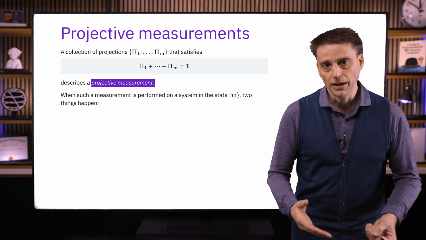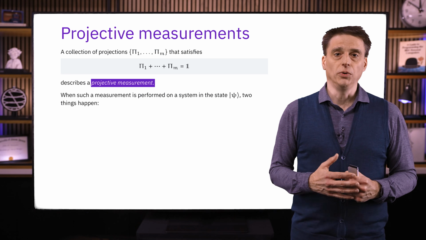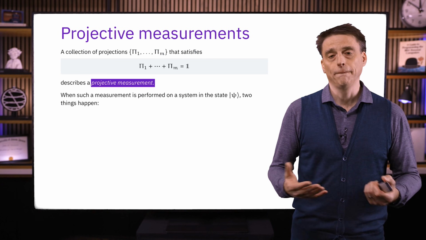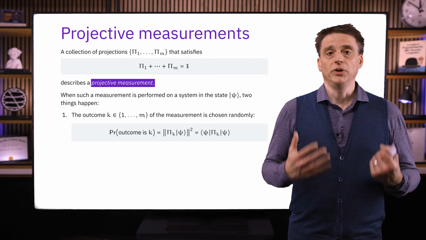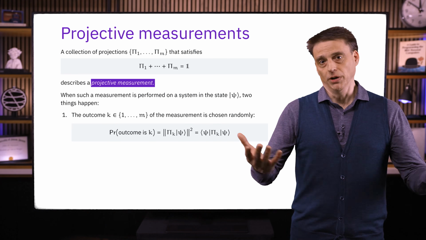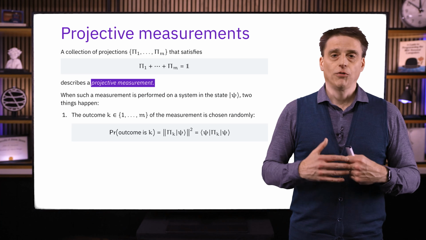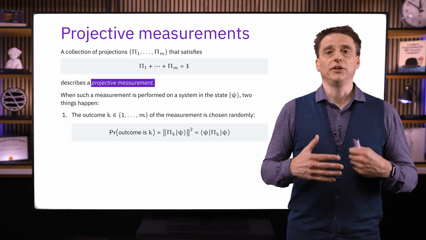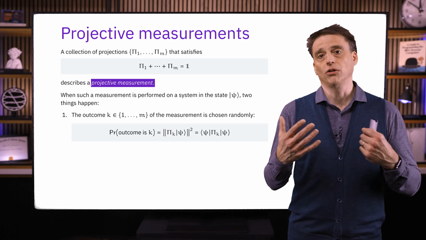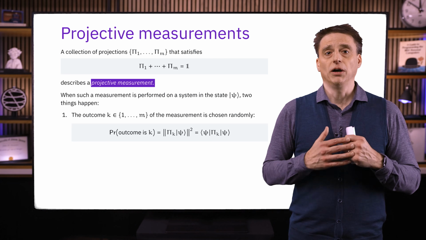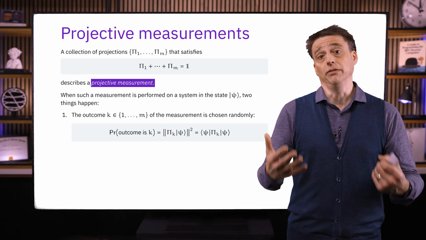The measurement described by such a collection works as follows when you measure any quantum state psi. First, you get an outcome between 1 and m, where m is the number of projections. For each possible outcome k, the probability to get that outcome is the Euclidean norm squared of the vector you get by multiplying psi by Pi k, the kth projection.